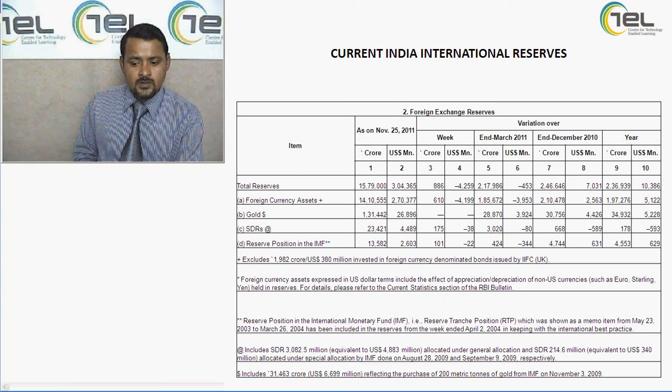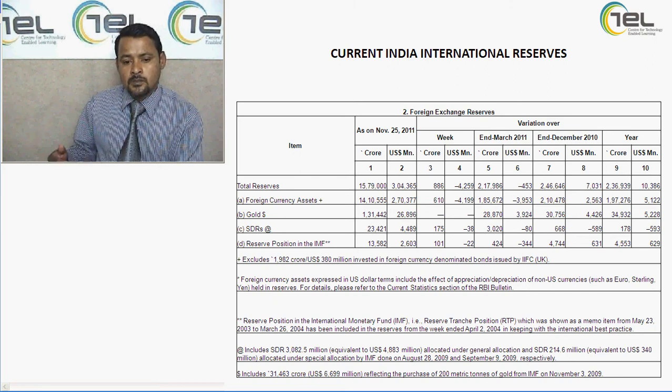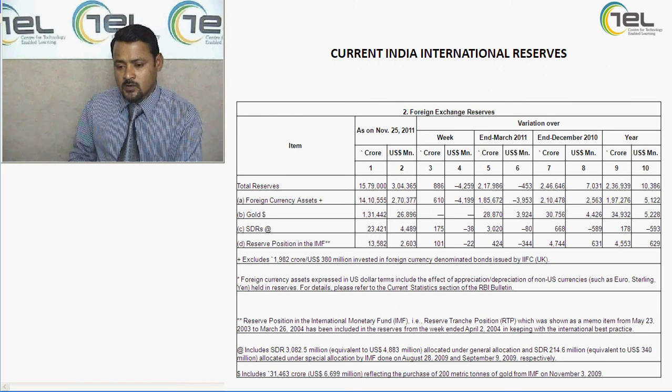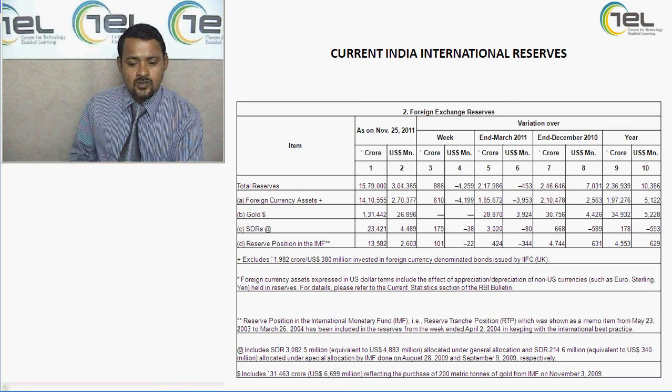These reserves help us in balancing and bringing equilibrium to foreign exchange rates also. With the reserves increasing, we can expect that the foreign exchange rate of rupees to dollar can actually stabilize and not fluctuate as violently as it is doing now.